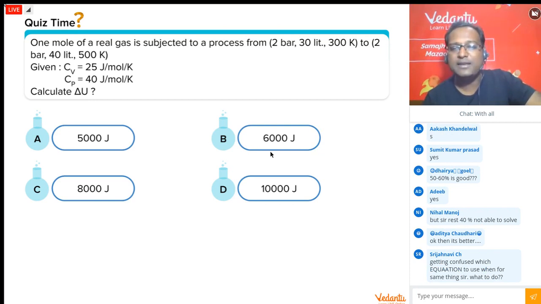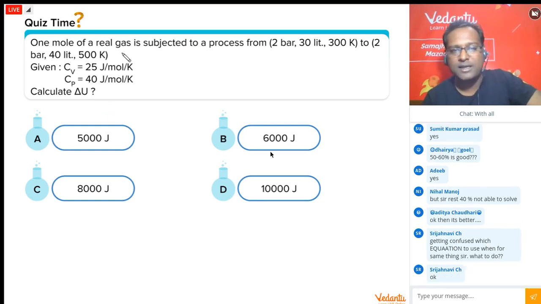Nothing, Janvi. Practice. First, mug all the equations properly. Which equation to be used when? With not just the formula, the condition also. And then just keep solving more and more. That will only help. Now, this is a real gas system.